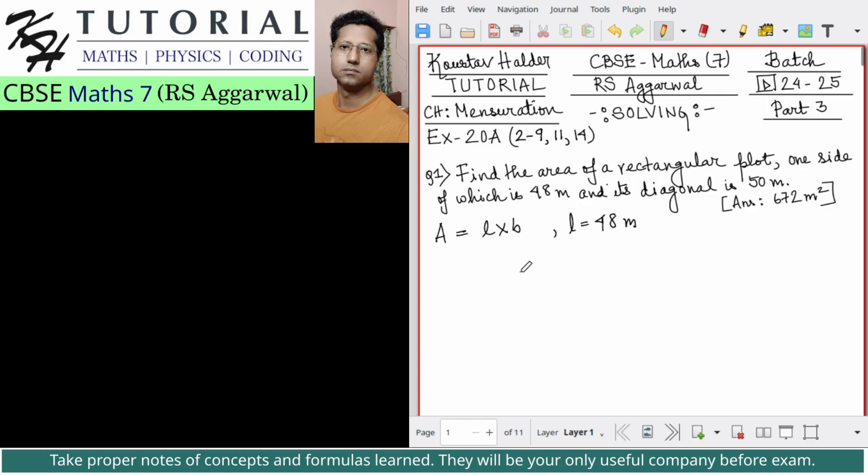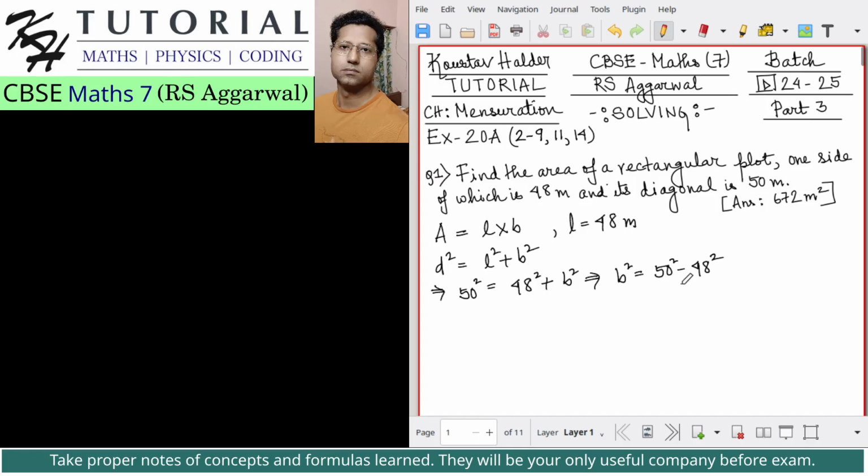Now diagonal is given to be 50 meter. We know that in a rectangle, if D is the diagonal, D square is equal to L square plus B square. So this implies that D is given to be 50 meter, so we must have 50 square is equal to 48 square plus B square. This implies that B square will be equal to 50 square minus 48 square.